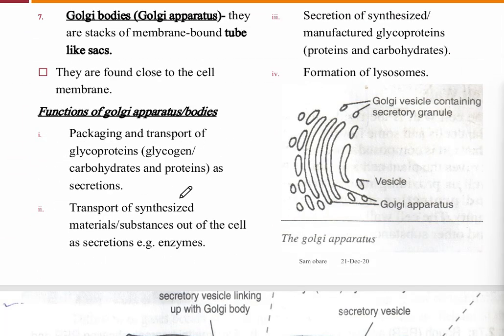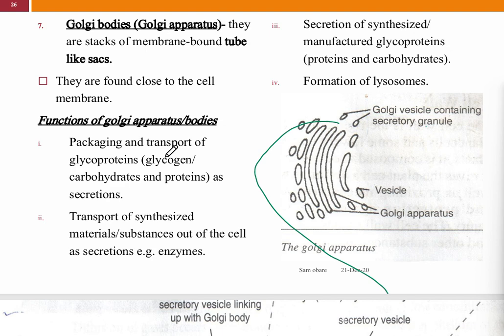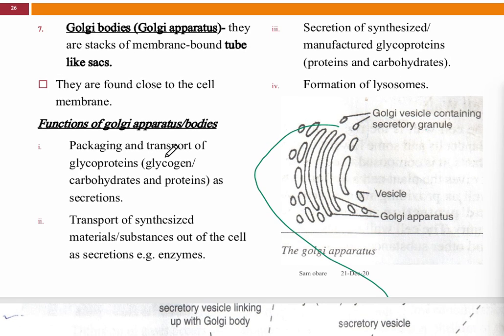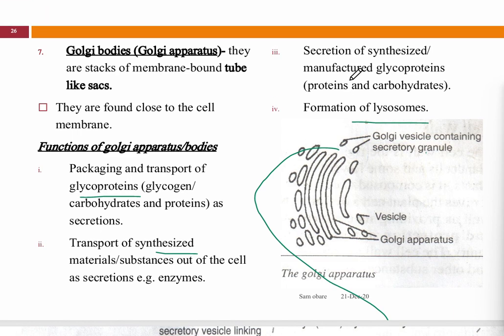Also, we have the Golgi apparatus, with Golgi vesicles and secretory granules. The Golgi apparatus has four functions. Number one is formation of lysosomes. Number two, they package and transport glycoprotein. Number three, they transport synthesized material. Number four, they secrete glycoprotein, that is, secretion of glycoprotein.